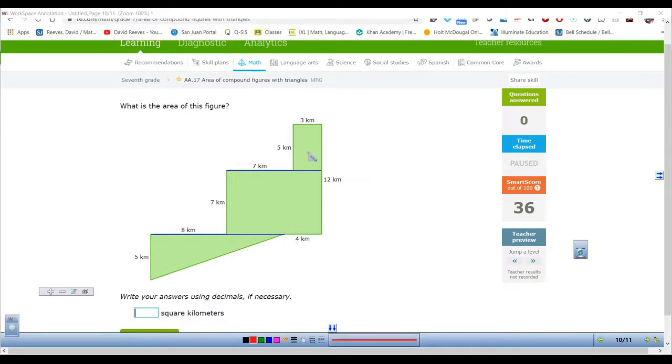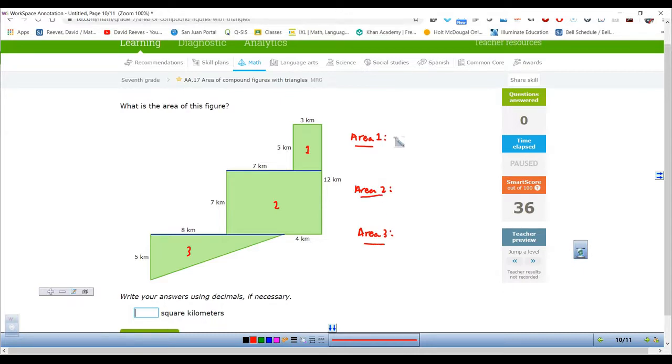Like I've been doing, I'm going to label these 1, 2, and 3. So we're going to have area 1. We're going to have area 2. And we're going to have area 3. Alrighty, area 1, area 2, and area 3.